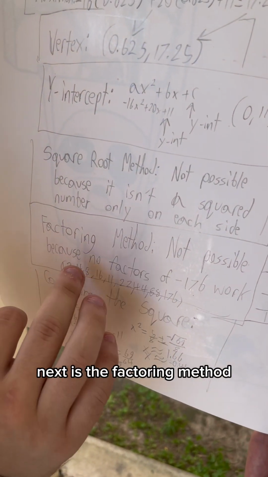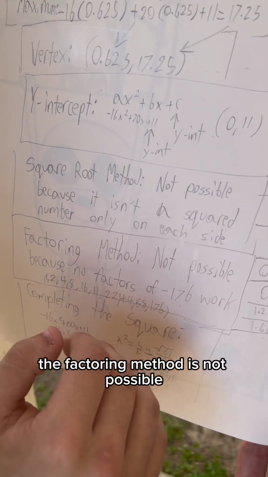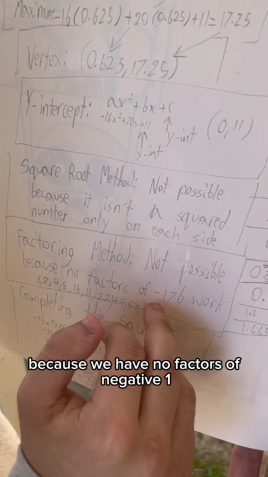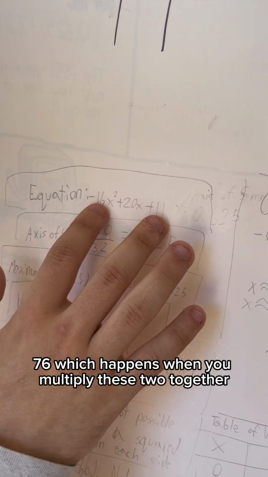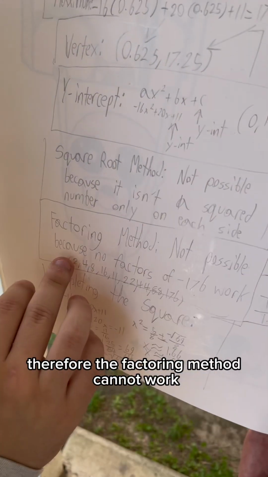Next is the factoring method. The factoring method is not possible because we have no factors of negative 176, which happens when you multiply these two together. We cannot factor it, therefore the factoring method cannot work.